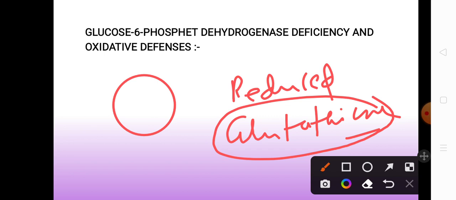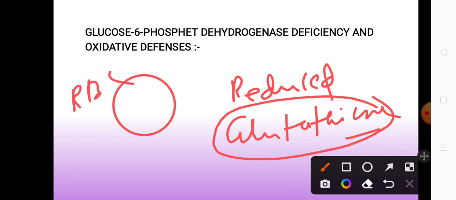Because we all know that in glutamic acid, in the R group there is a COOH, right? This COOH is going to form a peptide bond with the NH2 of cysteine. Okay, that is the idea of glutathione. So this glutathione in its reduced form is very important for maintaining the integrity of RBC.